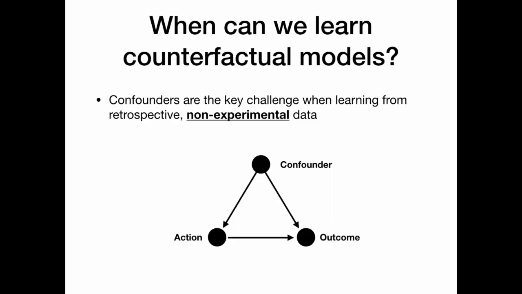Now, the key challenge when learning counterfactual models from retrospective data is the presence of confounders. Informally, confounders are variables that the decision maker uses in the training data to choose their actions and that are also predictive of the outcomes by themselves. They're a problem because they lead our models to learn a relationship between actions and outcomes that depends on the policy and that doesn't generalize when the policy changes. When there are confounders in the data, it's still sometimes possible to adjust for them under certain assumptions and learn counterfactual models.